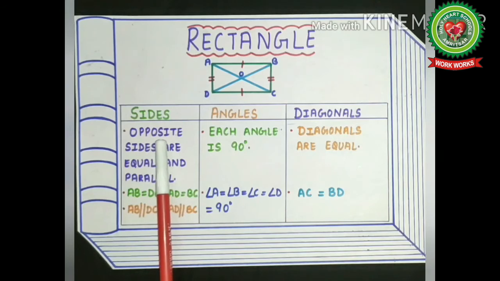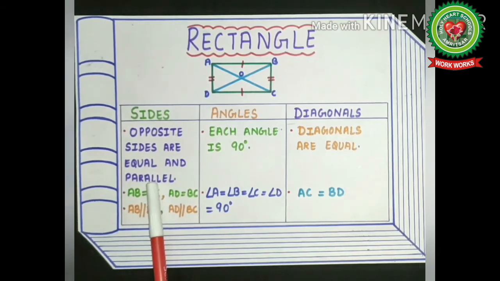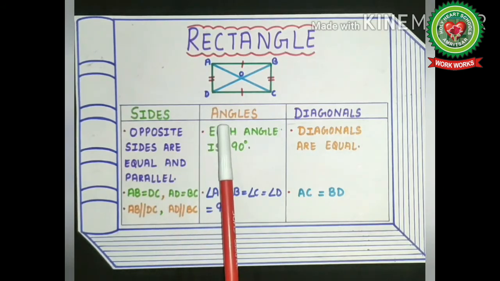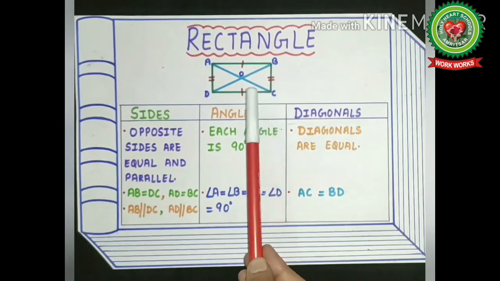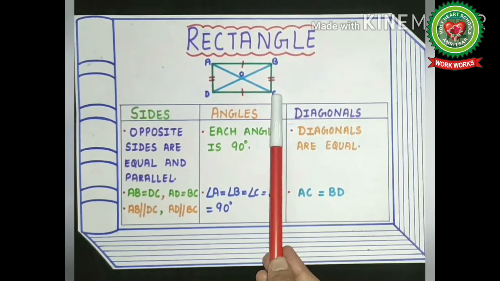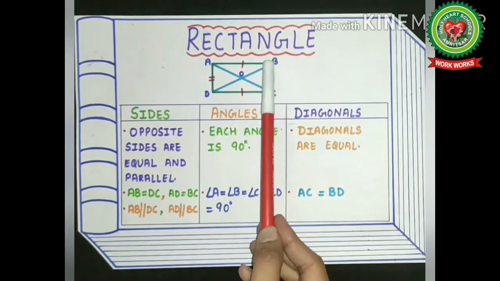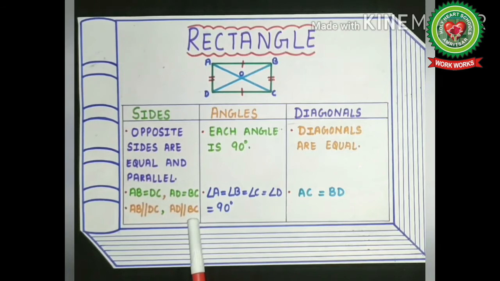In a rectangle, opposite sides are equal and parallel. Same as a parallelogram. Now students, opposite sides are equal and parallel. That means AB is equal to DC. Second pair, AD is equal to BC. Now parallel means AB parallel to DC and AD parallel to BC.